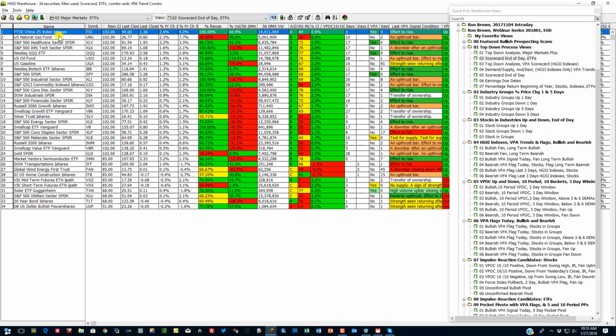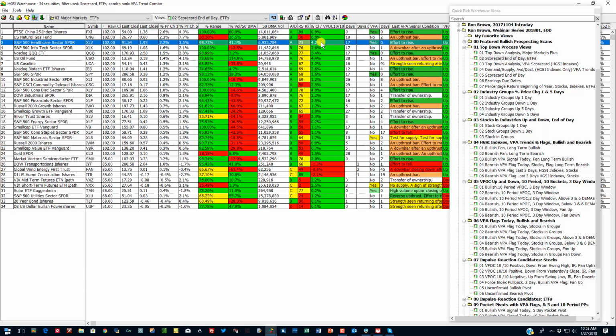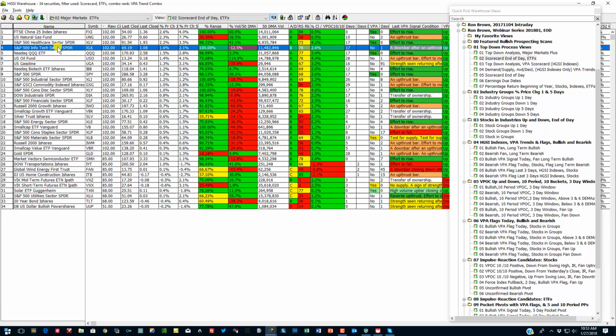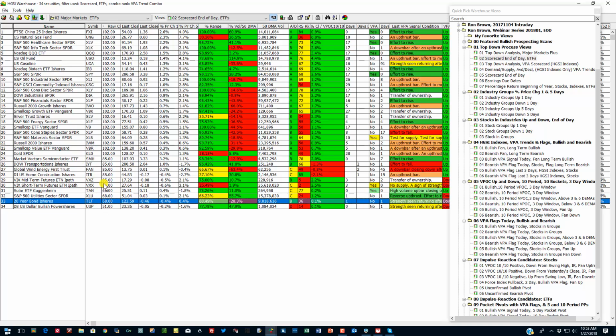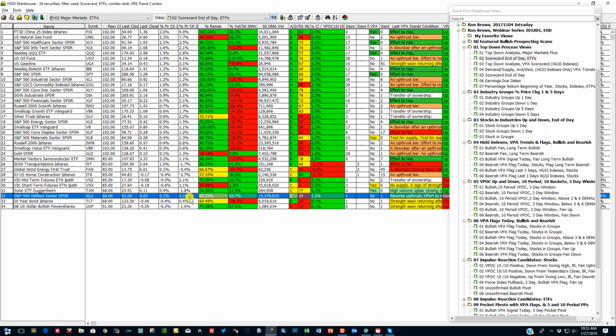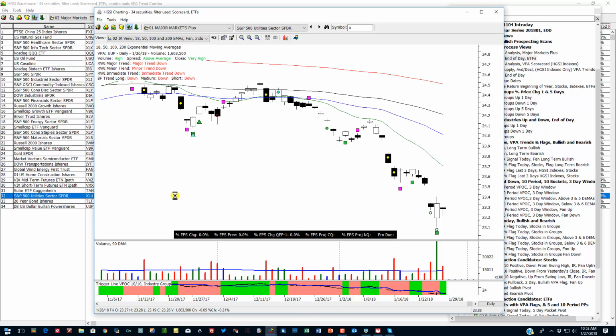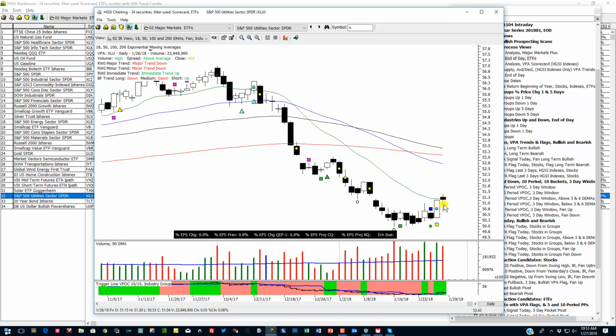These are all ETFs, as you can see. The natural gas fund, the healthcare sector was strong, closed at 98.72% of its daily range, up 2.2%. The tech sector, here we are down at the other end with the bonds and the dollar. Utilities have been weak. They tried to make a little move up this week, but well, they're holding. You can see that the utility ETF is basing. There's several VPA flags here, and there is some money flowing in here to stem the tide.